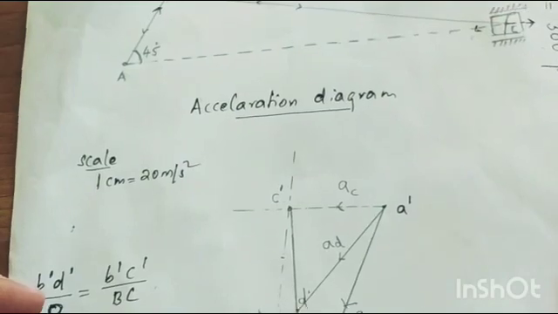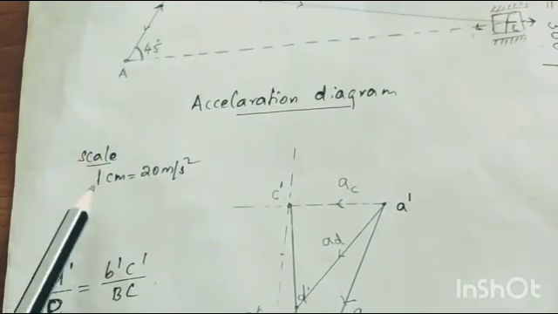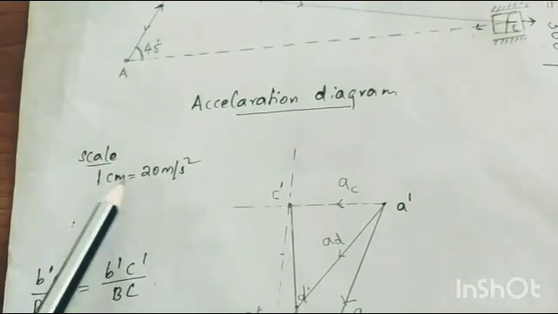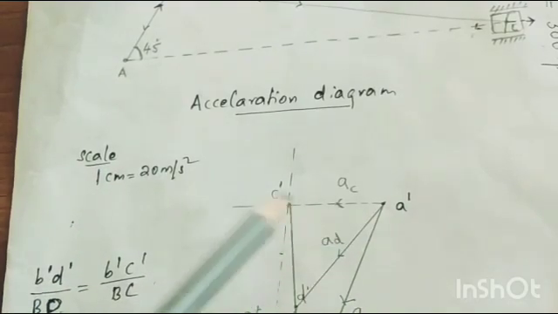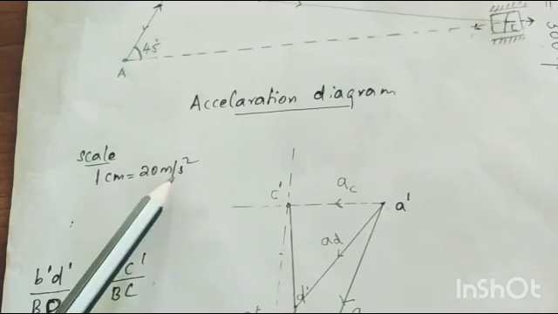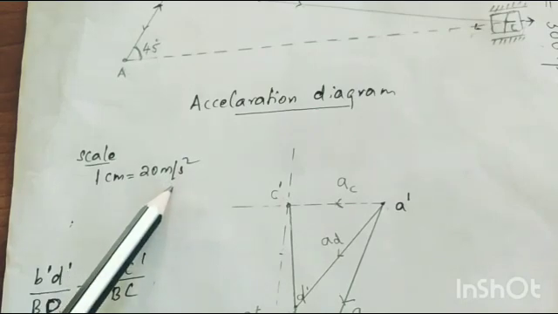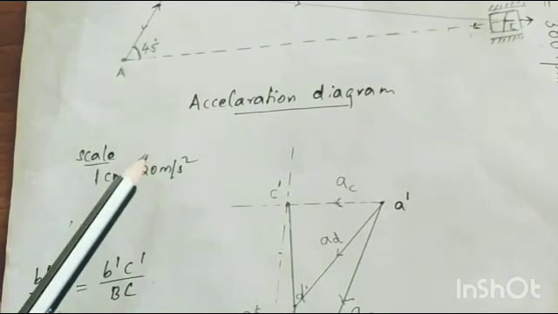I will explain to you how I have drawn this one. So what is the scale I'm using? I told you I'm dividing by 20. So that means the scale is 1 centimeter, how much am I drawing? 1 centimeter. That means that is nothing but 20 meter per second square. So that is the scale I have to draw. This is very, very important. You have to mention the scale.